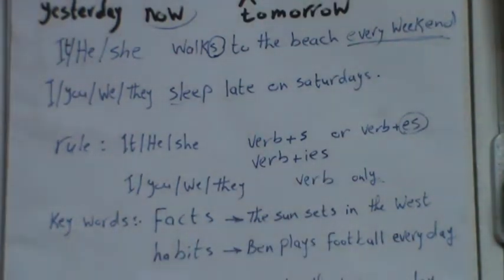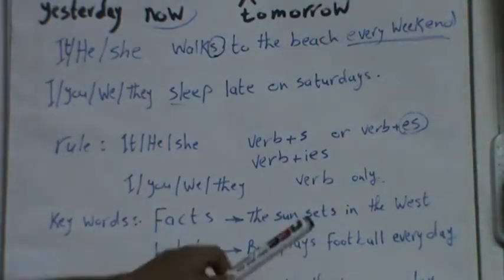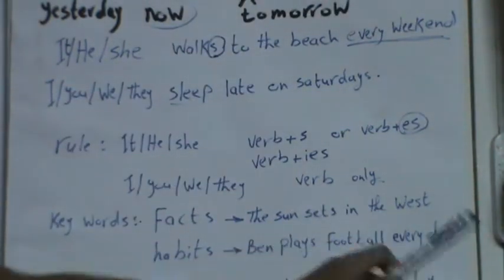We use the present simple when we find some of these keywords. Our first keyword here is facts. So: the sun sets in the west. It's a scientific fact, and no one can ignore these facts. So we use the present simple to express these facts.